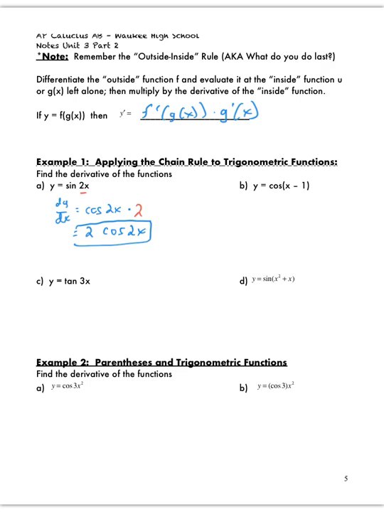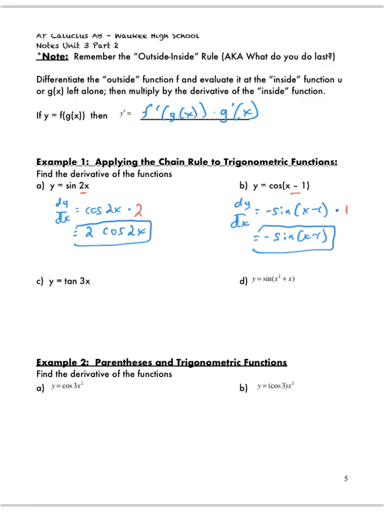Okay, so looking over here now at part B, the cosine of x minus 1, if I want its derivative, then I have to take the derivative of that outer function, which will be negative sine of x minus 1, and then multiply by the derivative of the inner function, which is just going to be 1. So this works out to be negative sine of x minus 1. Not too much trouble here. I hope you're finding this to be pretty easy so far.